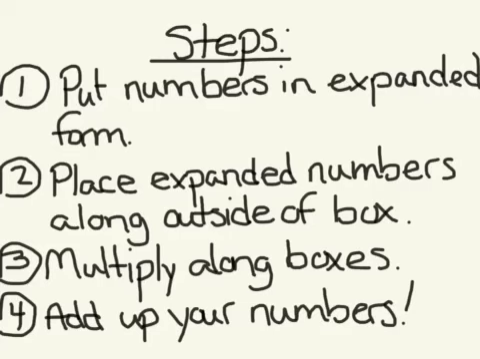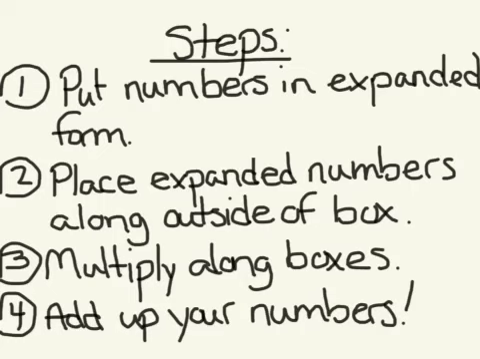Alright, so here are our steps. First step, you take your numbers and you put them in their expanded form. Like 356 becomes 300 plus 50 plus 6. It'll tell you how many boxes to make. So our second step would be to place your expanded numbers along the outside of the box that you draw. I like to put bigger numbers along the top and smaller numbers along the left side. But then you can make your boxes depending on how many digits you have for each number.